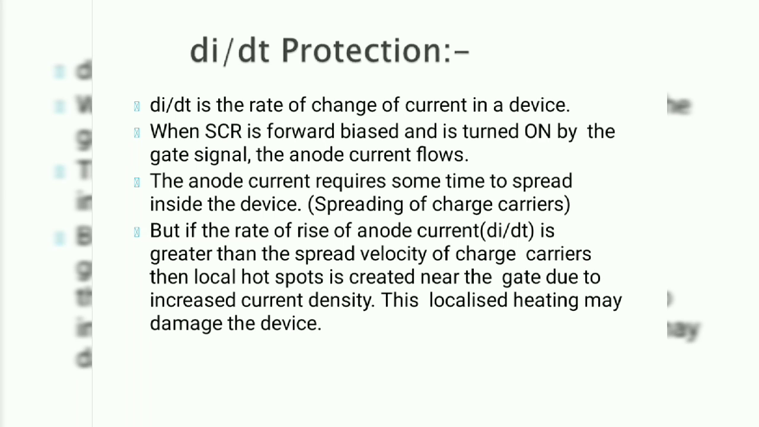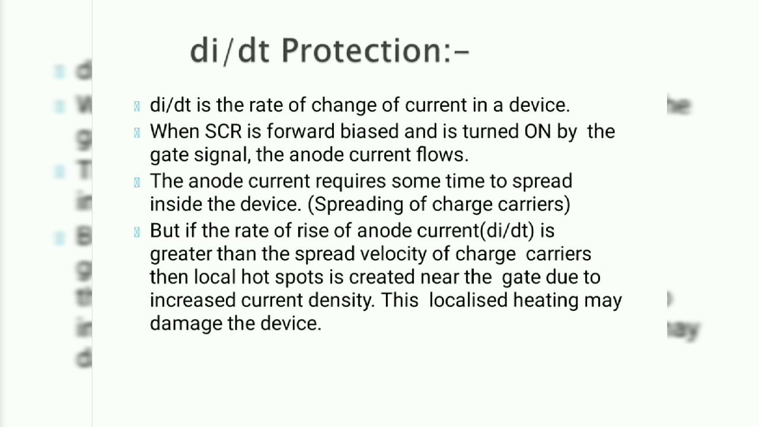For di/dt protection, di/dt is the rate of change of the current in the device. When the SCR is forward biased, it is turned on by the gate signal, and the anode current will flow through the device. Some amount of time is required to spread the current across the device.